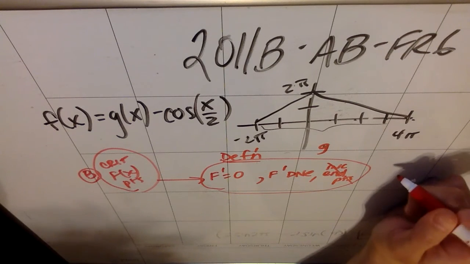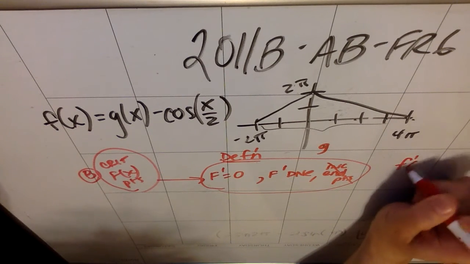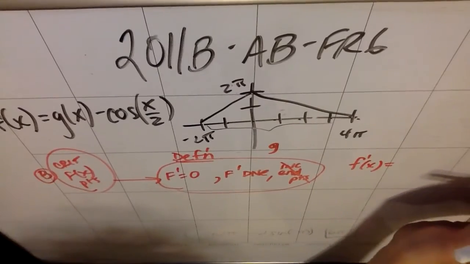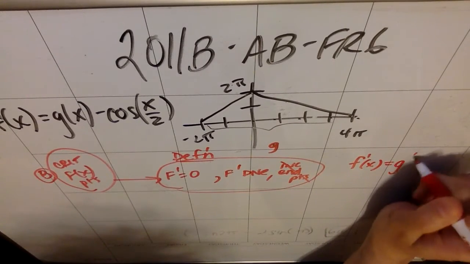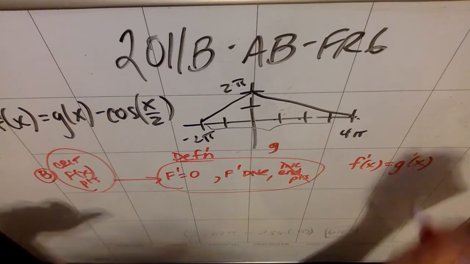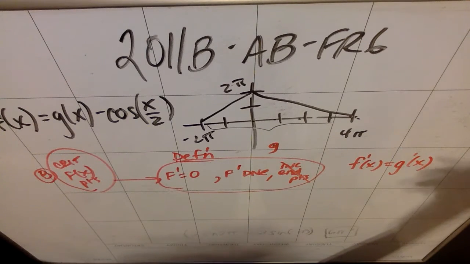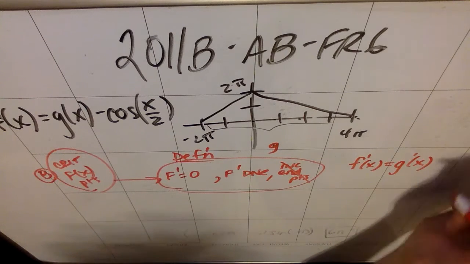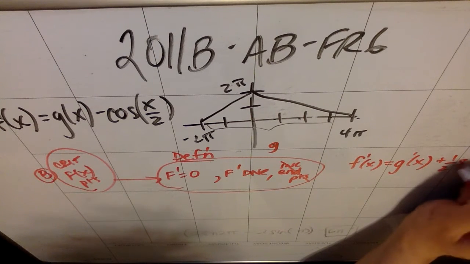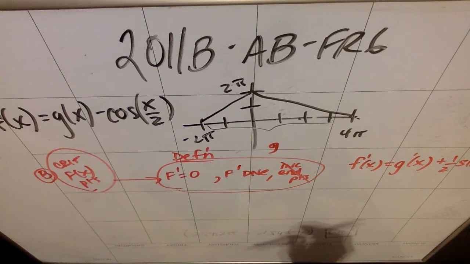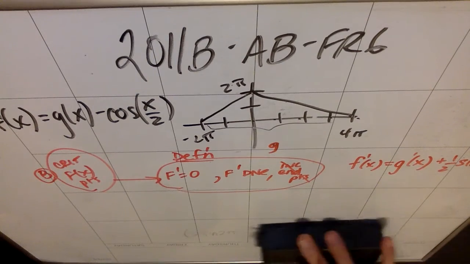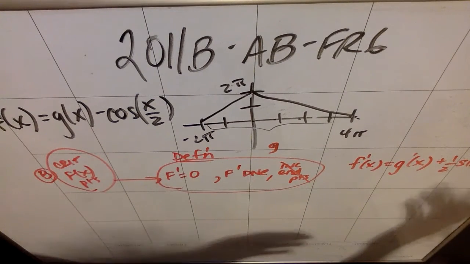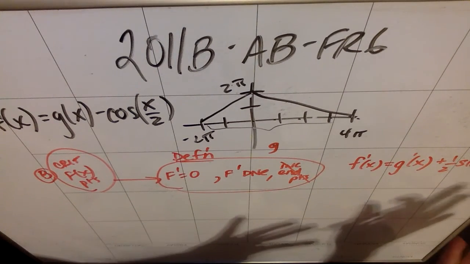Well, I should probably derive f. So f prime of x is going to be g prime of x minus, now when I derive this negative cosine of x over 2, the derivative of negative cosine is positive sine, and then I have to times by 1/2, so I'm going to get plus a 1/2 sine of x over 2. Timesing by 1/2 is that chain rule. So that's what I'm going to get. I then need to look at the fact that this is fundamentally a piecewise function. A couple things are going on here.